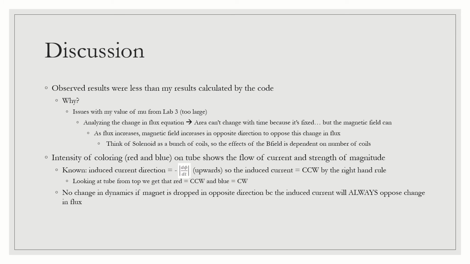As for intensity of coloring, I know that the induced current direction is in the direction of negative magnitude of change in flux with respect to time. So I deciphered that the induced current would be counterclockwise by the right-hand rule. As I looked at the tube from the top, I got that the red coloring would equal counterclockwise and blue would be clockwise. In addition to this, there'd be no change in dynamics if the magnet was dropped in the opposite direction, because we always know that the induced current will oppose the change in flux.